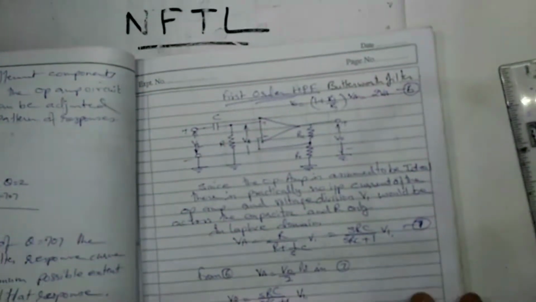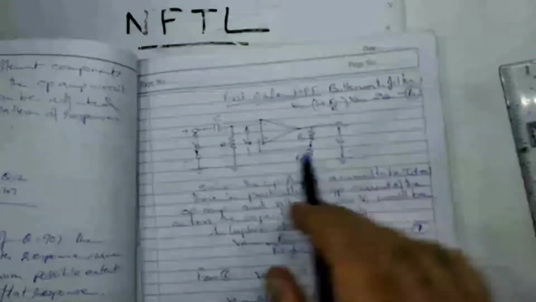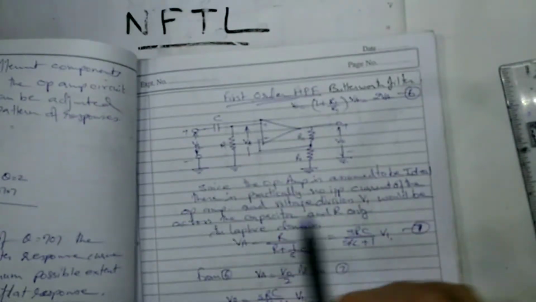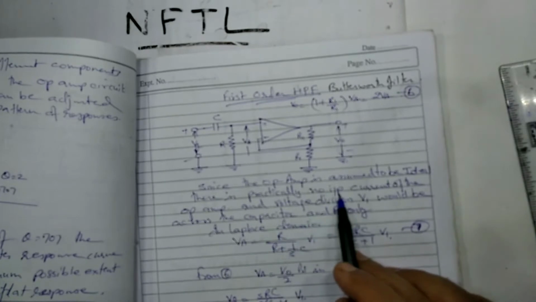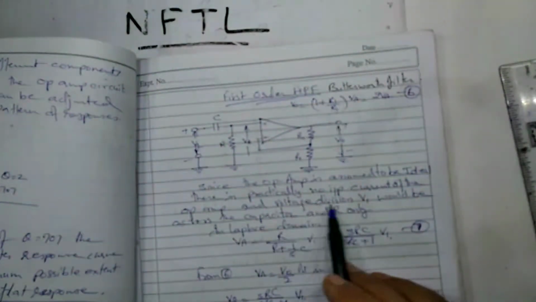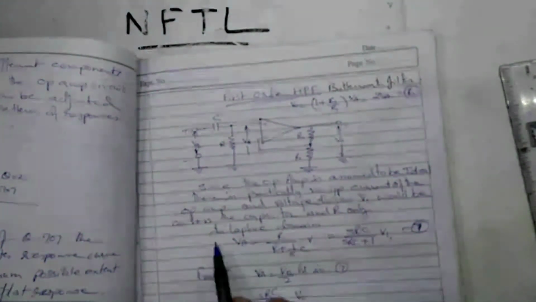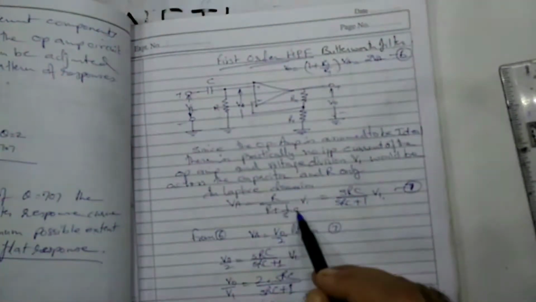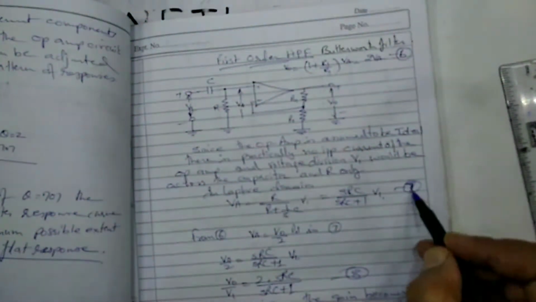Now next is the first order high pass Butterworth filter. Here this filter is a high pass Butterworth filter using an op-amp. Since the op-amp is assumed to be ideal, there is practically no input current, and the voltage division of V1 would be across the capacitor and R only. In the Laplace domain, VA = [R / (R + 1/SC)] V1 = [SRC / (SRC + 1)] V1. This is equation number 7.